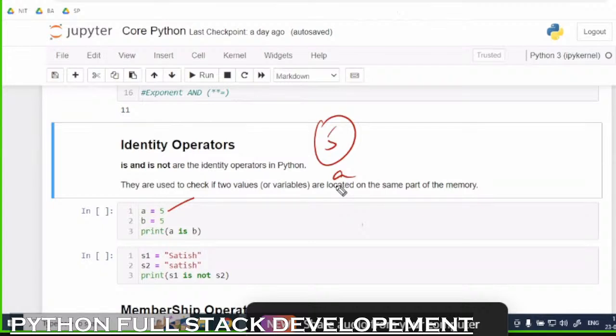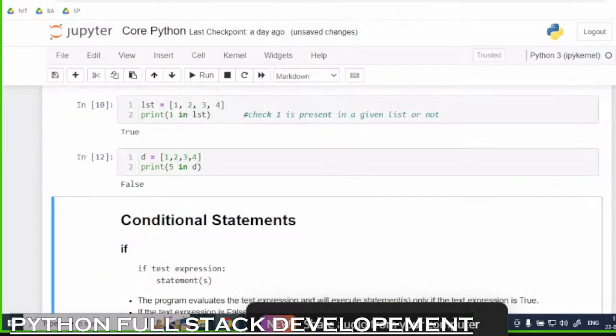If it is available, it is going to throw output as true. If it is not available, it is going to throw output as false. So in this case, if you take this example, 5 in D means 5 in the list of 1, 2, 3, 4. Is 5 available in the given D? No. Since it is not available, it is going to say false. I'm asking whether it is available or not. If it is available, the answer is yes, which means true in Python. If it is not available, the answer is no, which is nothing but false.